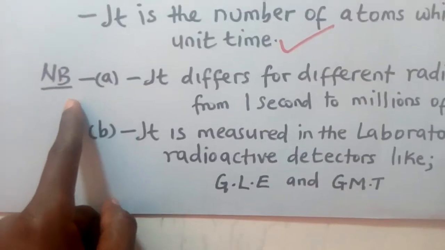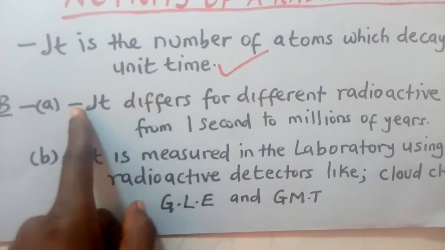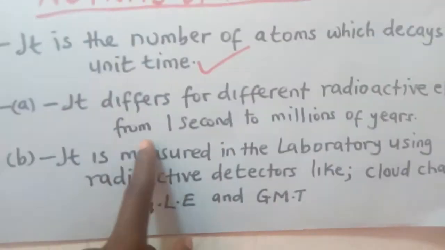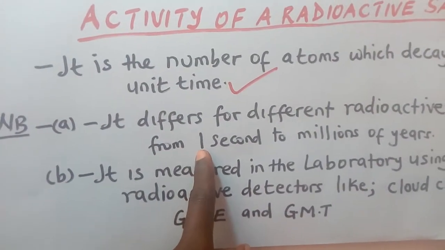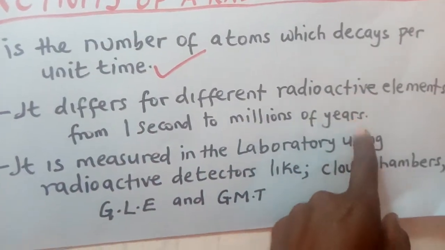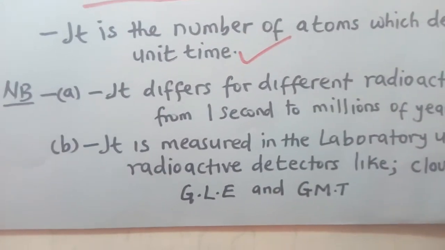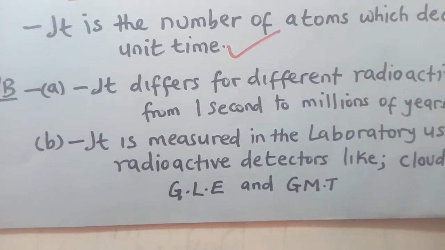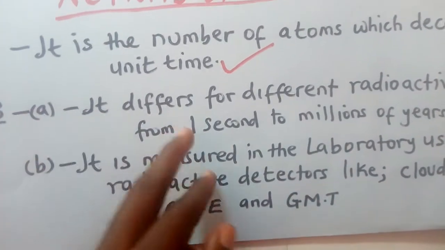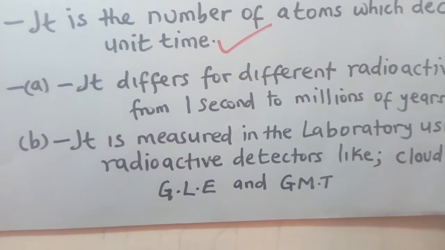Now we want you to note the following, that activity is different. Every radioactive element has its own activity. So activity differs for different radioactive elements. You see, some are as small as seconds, others are in millions of years. So from 1 second to millions of years. So what does that mean? There are those radioactive elements whose activities are in months, years, minutes, weeks, and so on. So starting from seconds to millions of years.